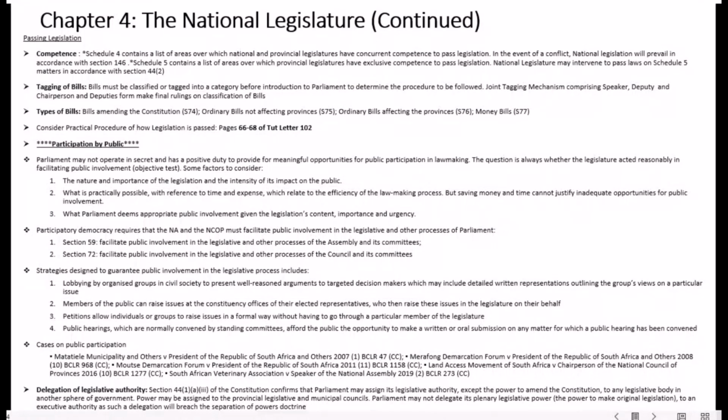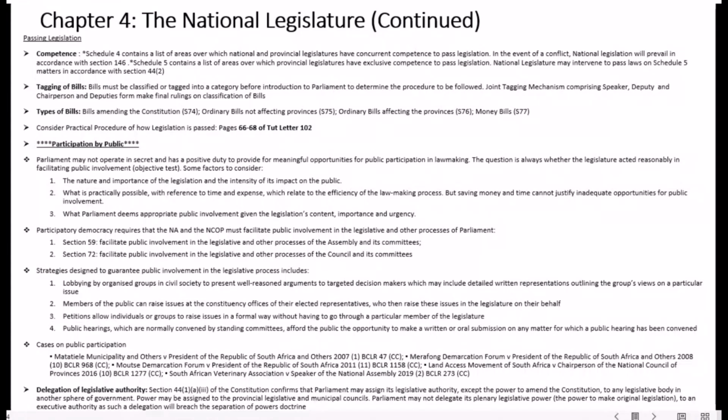And then participatory democracy, colleagues. So you can see that this concept of participatory democracy that we talked about under democracy is closely linked, or it nicely encompasses this point of the public actually being involved in the making of laws. Participatory democracy requires that the National Assembly and the National Council of Provinces must, so it's not even discretionary, they must facilitate public involvement in the legislative and other processes of Parliament. So again, I'm not going to repeat these sections. I did refer to them when I was talking about participatory democracy, but these two sections just reiterate that the public does need to be involved in lawmaking.